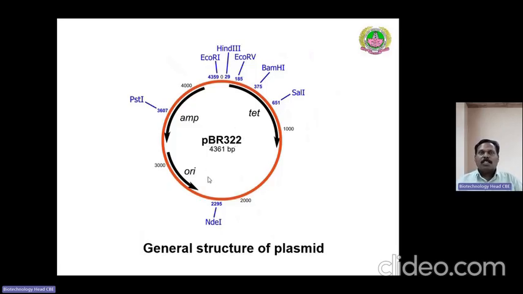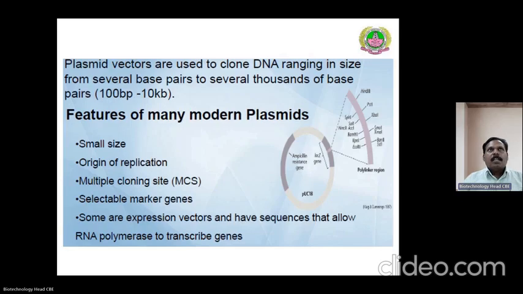These plasmids possess genes for antibiotic resistance, like tetracycline here, and they possess resistance for the ampicillin antibiotic. Normally, for autonomous replication, a plasmid should possess an origin of replication, which makes them independent entities that replicate without depending on the chromosomal components. These plasmid vectors are basically used to clone DNA, but normally the DNA that can be cloned using plasmid vectors is very small in range. It can range from 100 base pairs to 10 kilobase pairs in size.